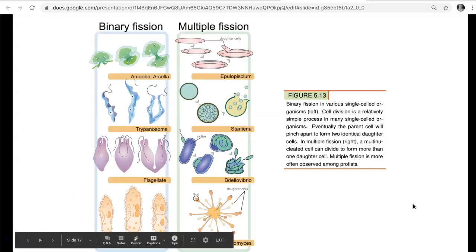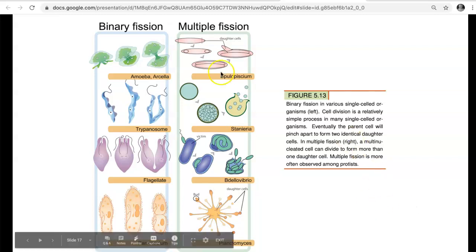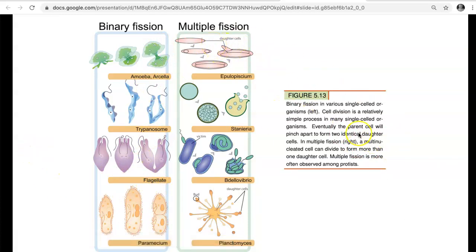We talked about binary fission before as far as bacteria and prokaryotic cells. Here in your book in 5.13, we talk about binary fission with single-celled organisms, that they're the ones on the left, like the amoeba, like the flagellate here, and the paramecium. But we also have multiple celled organisms like these, also producing asexually.